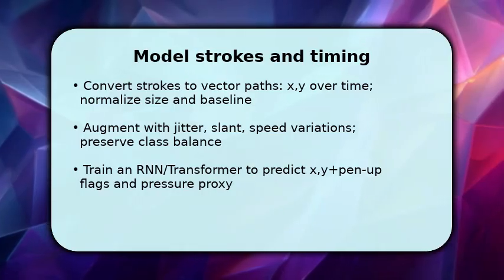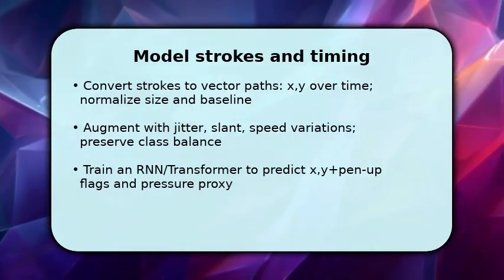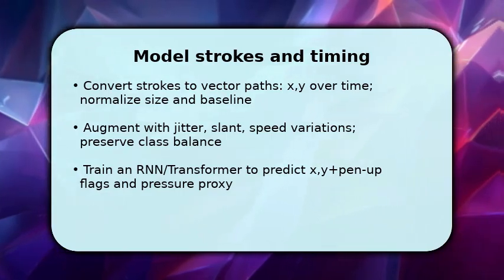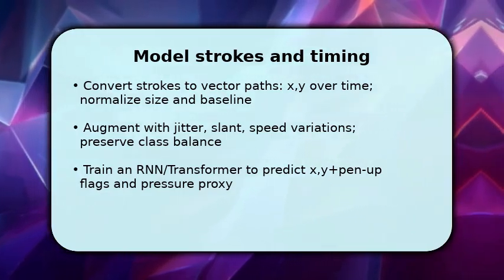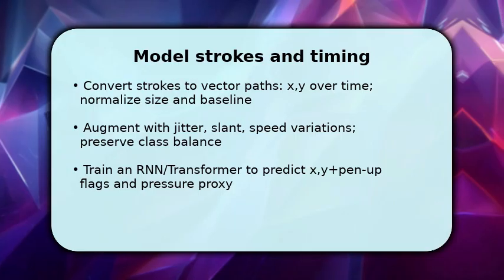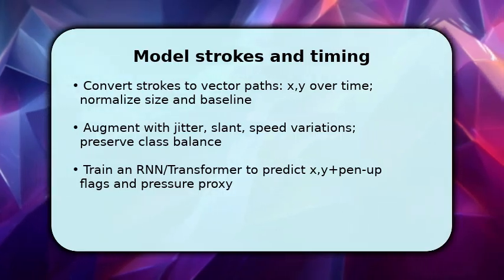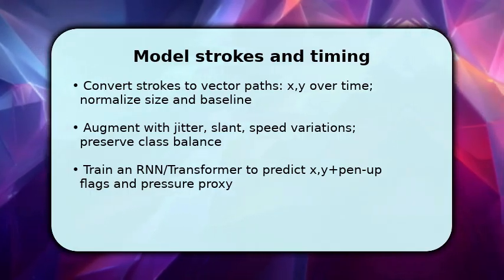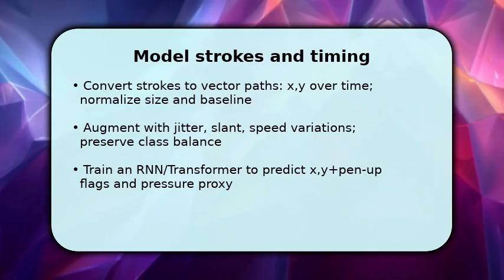Now you model the strokes and their timing. Convert each segmented stroke into vector paths with x, y coordinates over time, normalizing for size and baseline so letters align. Then augment data with controlled jitter, slant, and speed variations to teach natural inconsistency. Keep classes balanced to avoid bias toward common letters.